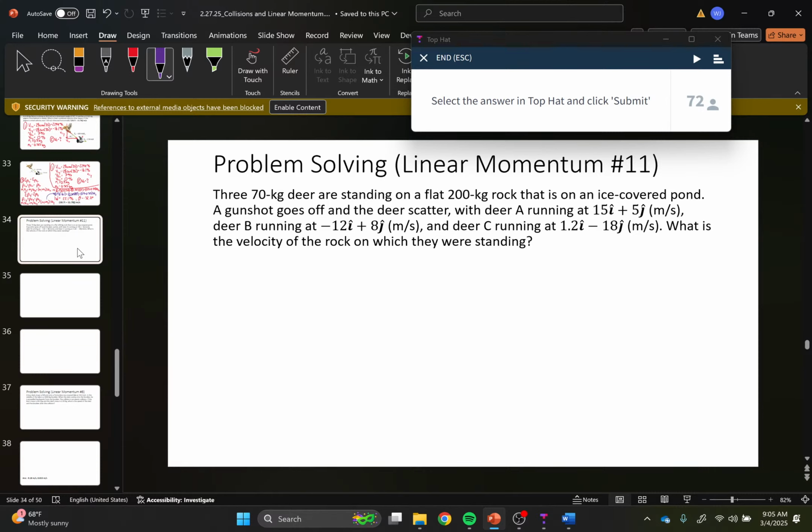A gunshot goes off and the deer scatter. Deer A runs up and to the right. Deer B runs down and to the left. Nope, up and to the left. And deer C runs down and to the right. What's the velocity of the rock on which they're standing after they run off their platform? Again, it sounds crazy, but you can solve this with momentum, which is so cool. It's cool to me. You just know which way they ran. You don't know if one hopped off first or they all hopped off at the same time, and you can figure out the way the rock's moving.